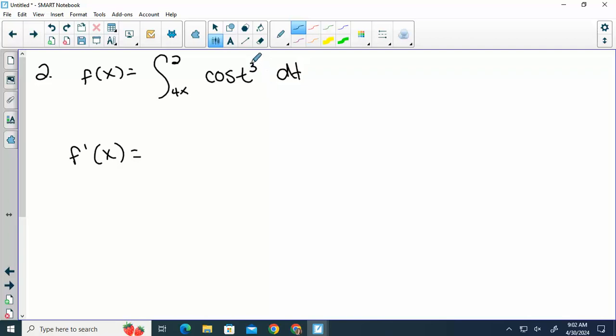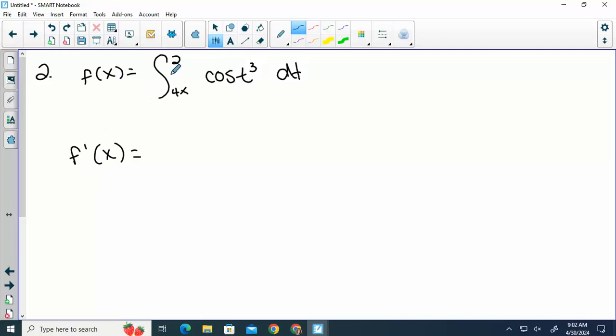Because if you tried to do it, the antiderivative of cosine would be sine. But if you did sine of t cubed, derivative of sine is cosine, the angle stays the same, times the derivative of the inside, that would put a 3t squared in it, and we don't have it. So we can't even integrate this one using our strategies. But we don't have to, because I'm asking for the derivative.